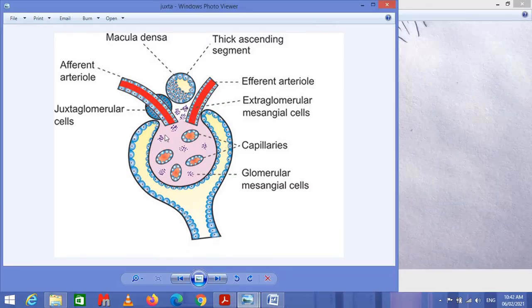Here is the diagram. This is the Bowman capsule. This is the glomerulus. This is the afferent arteriole, and this is the efferent arteriole. The afferent arteriole contains the juxtaglomerular cells, and these juxtaglomerular cells contain what? They contain beta 1 receptors. As I have told you, the kidney contains beta 1 receptors.